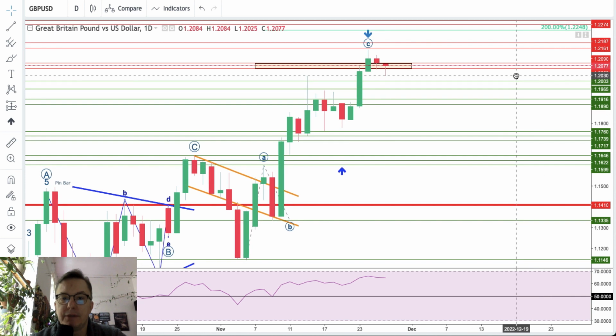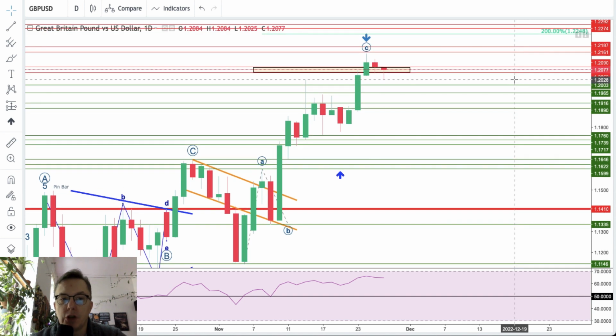Very interesting setup, very interesting situation on the British pound. Please notice the technical resistance 1.2161, 1.2187. If this resistance is violated, 1.2248 is the next target.